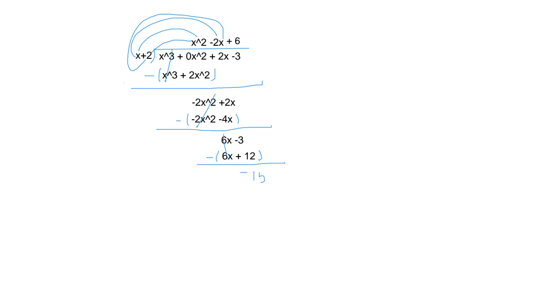We don't have to go further. Why? Because negative 15 is a number, which is 1 degree lower than the linear divisor. As long as the divisor is linear, we stop here. So the quotient is x squared minus 2x plus 6, and the remainder is negative 15. Anyone has any question?